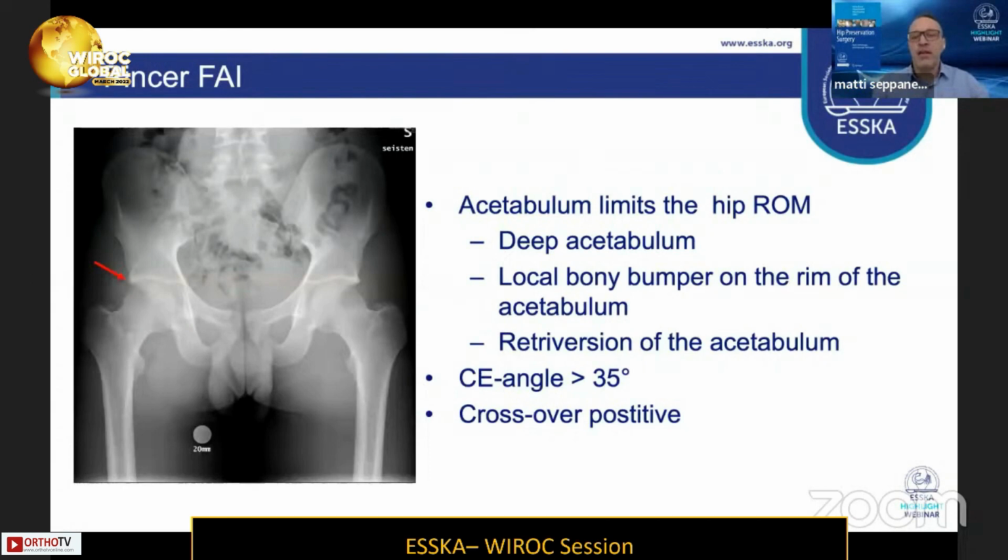In pincer FAI, the acetabulum limits the hip range of movement. It could be deep, coxa profunda, or there is a local bony bumper on the acetabulum rim limiting flexion and internal rotation. The retroversion of the acetabulum causes the same situation, but there you have limited coverage of the posterior acetabulum. The angle is usually over 35 degrees and the crossover sign is positive.